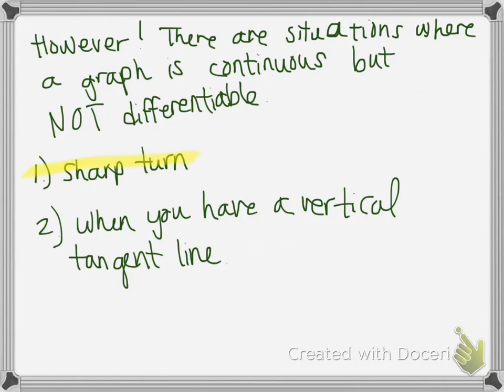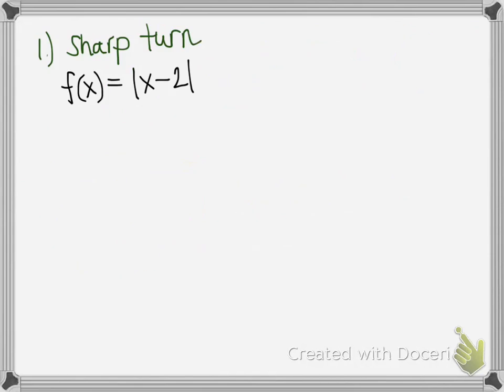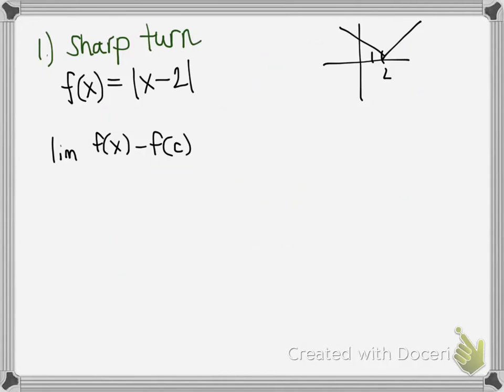Let me show you the first one first. If I had the function f of x equals the absolute value of x minus 2, my function looks like this. I have a sharp turn, a vertex at 2. It's an absolute value function. Now I'm going to prove analytically that it's not differentiable at 2 using the alternate form of the derivative. So I'm going to use the limit of f of x minus f of c all over x minus c as x approaches c. In this case, it's not differentiable at 2, so c equals 2. I'm going to prove it at that point.